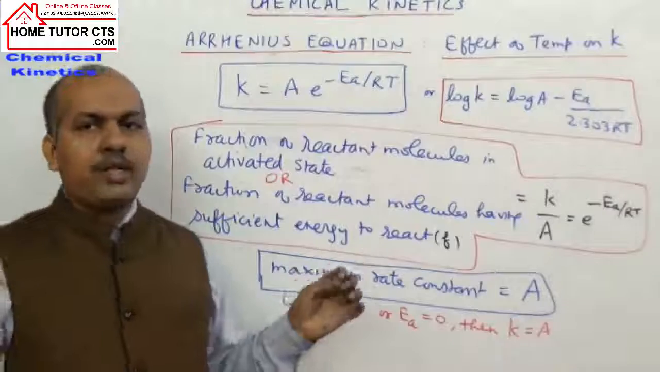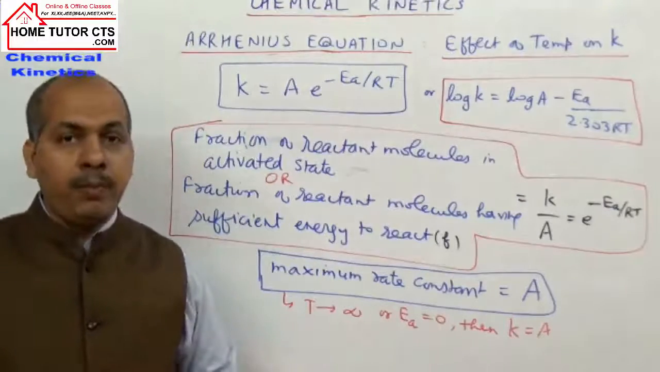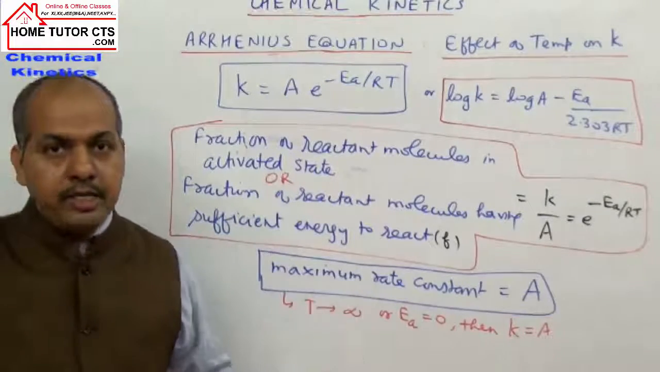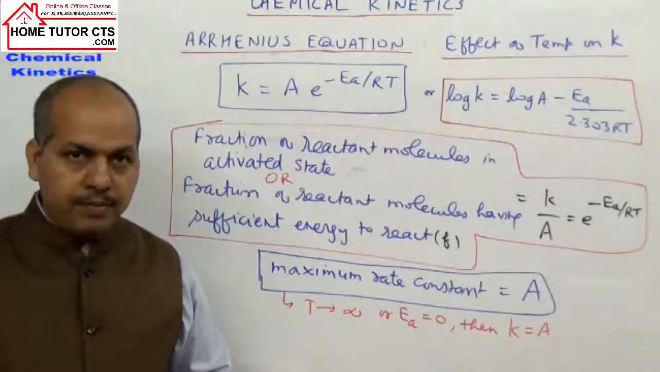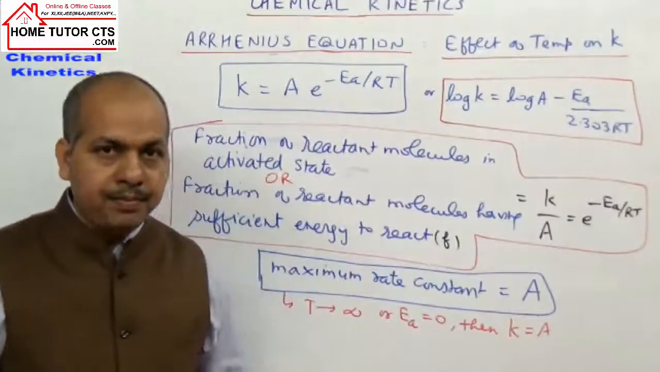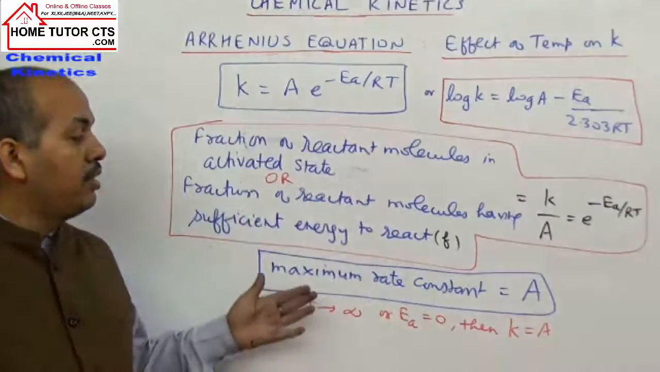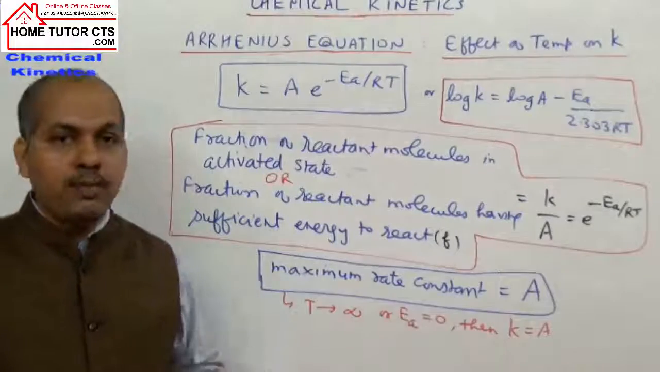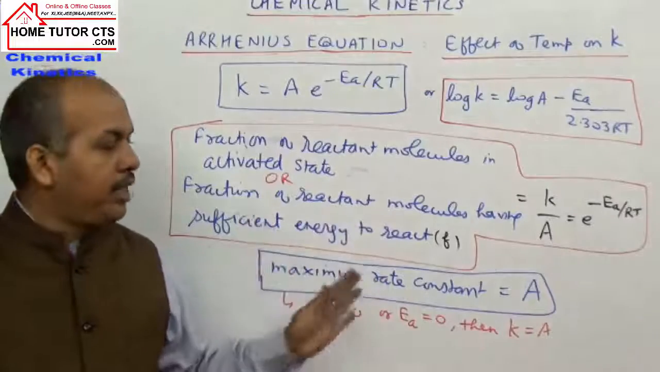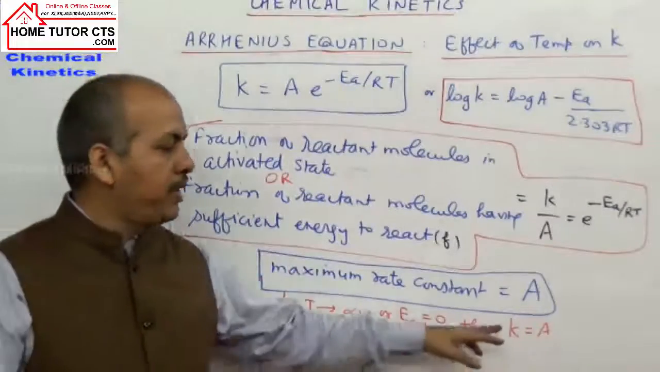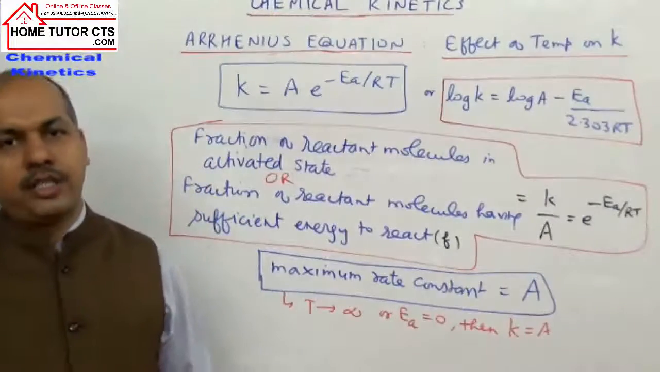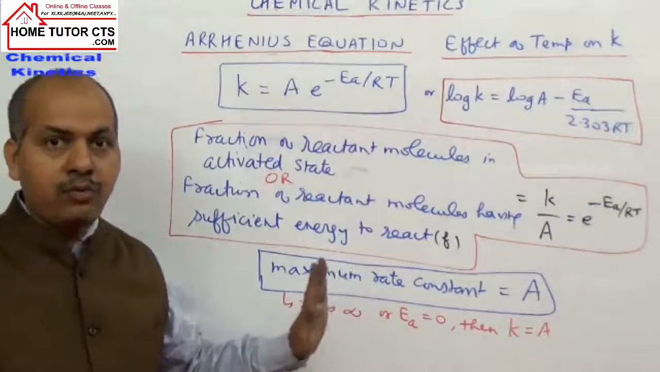Now when T is infinity or EA is 0, we have only one requirement, that the molecules should possess proper orientation. That is already included in capital A. So whenever T is infinity or EA is 0, in both cases K becomes equal to capital A. A in the reaction is called the maximum rate constant. I hope it is clear to all of you.